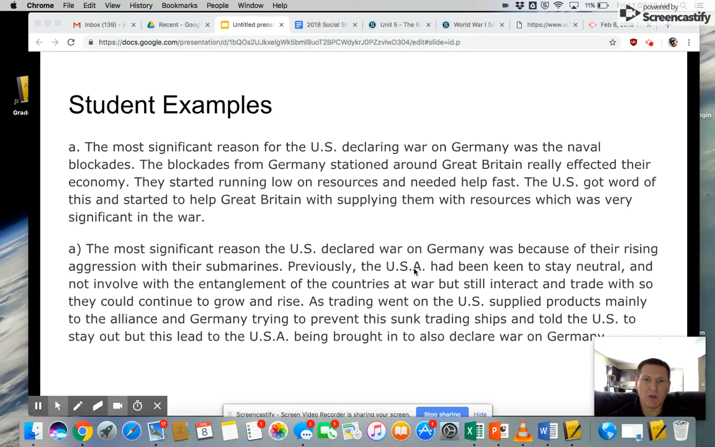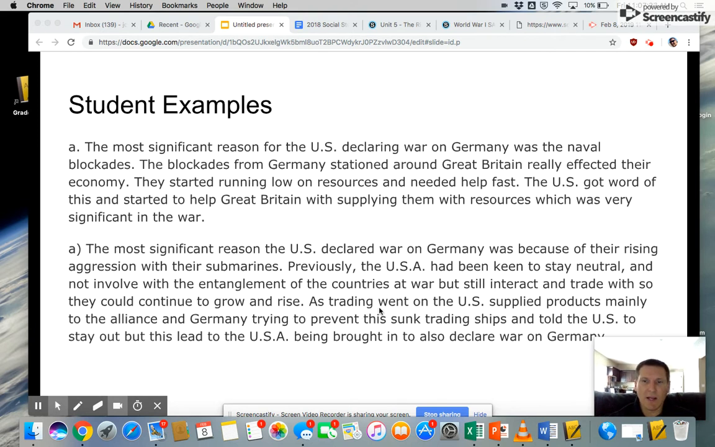The most significant reason the U.S. declared war on Germany was because of their rising aggression with submarines. Previously, the USA had been keen to stay neutral, like how they're bringing U.S. neutrality in here, and not involved with the entanglement of the countries at war, but still interact and trade with so they could continue to grow and rise. It's a little bit ambiguous that you're using that terminology there.